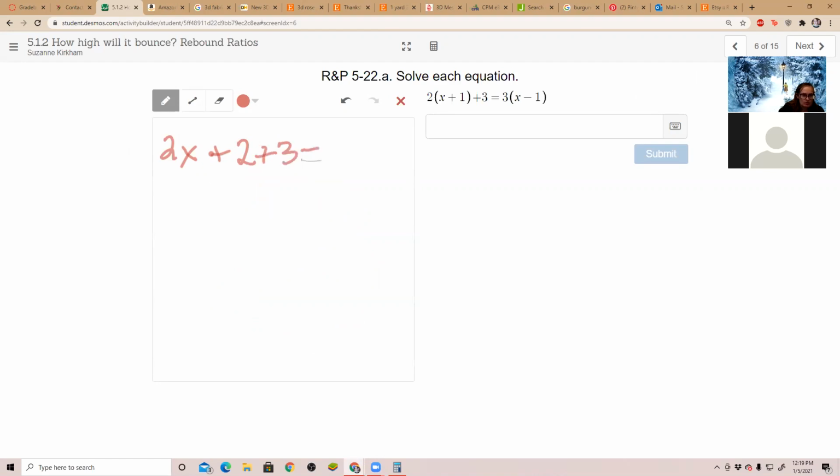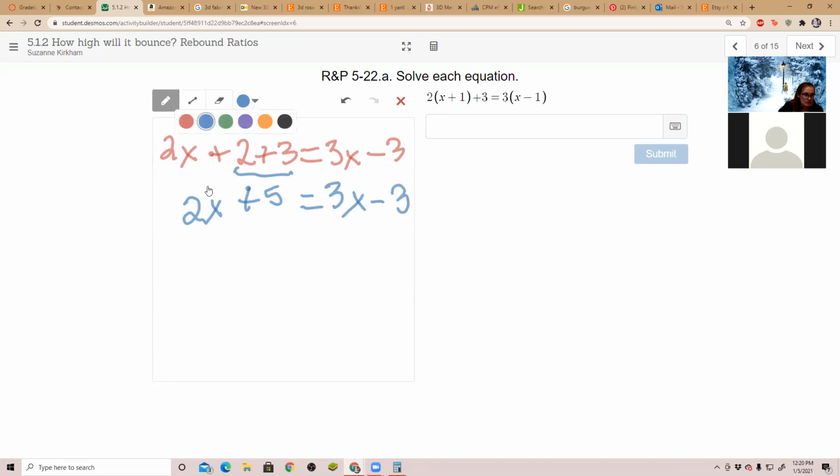equals, and then we'll distribute the 3 to the x minus 1. 3 times x is 3x. 3 times -1 is -3. Okay, so we can combine our like terms. On the left side of the equal sign, we have a 2 and a 3. So +2 plus 3, that's a +5. So on the left-hand side, we have 2x plus 5 equals, and on the right-hand side, we have 3x minus 3.